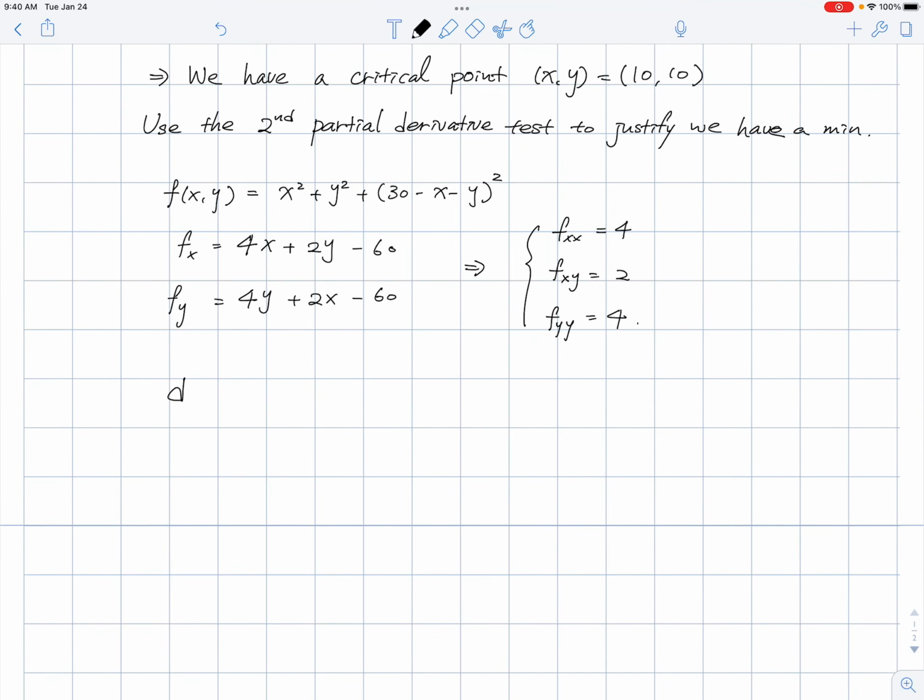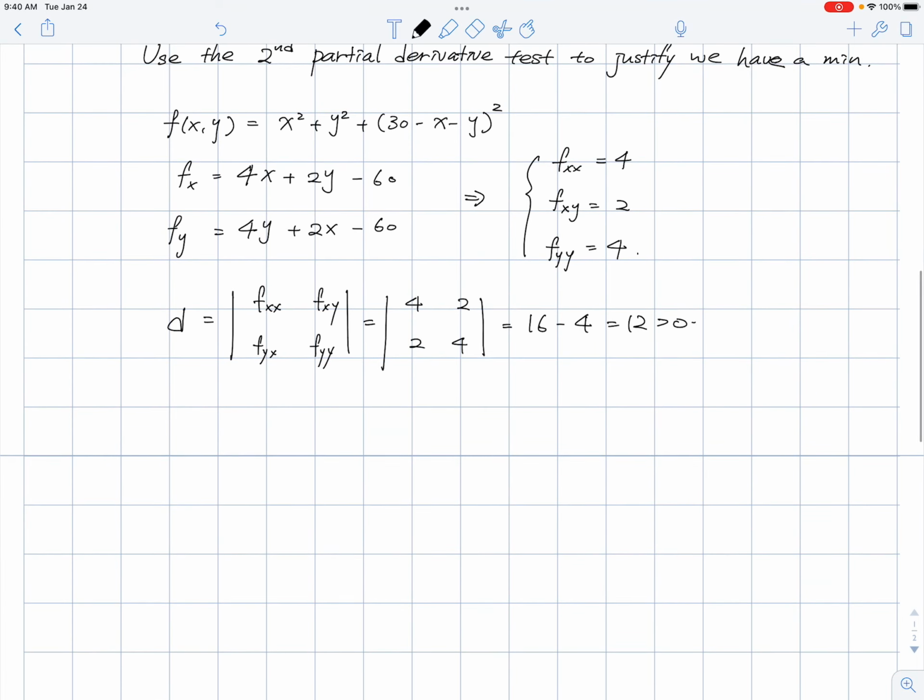Alright, so then the discriminant is the determinant of this 2 by 2 matrix. So that's 4, 2, 2, 4, which is equal to 16 minus 4. Okay, so this happens to be a constant, but in general this discriminant will be a function, because your second derivatives could be functions of x and y. We just happen to have a special case where they are all just constants.